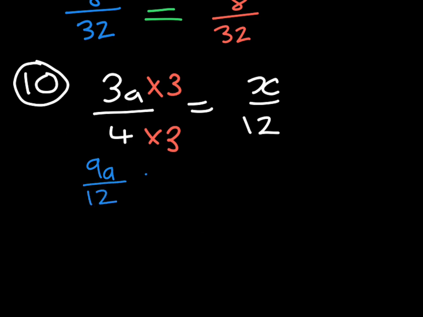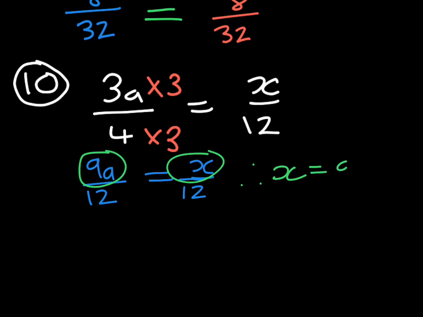This then equals x over 12. And since our denominators are the same, 12 and 12, we can then compare our numerators. So we can say, therefore, x equals 9a. And that is our final answer for question number 10.